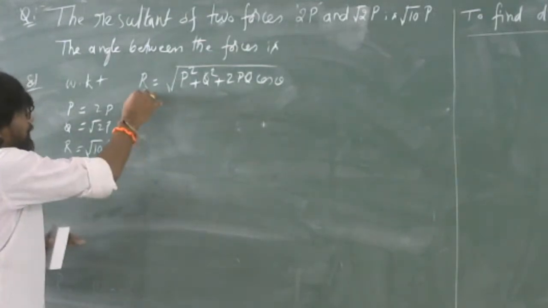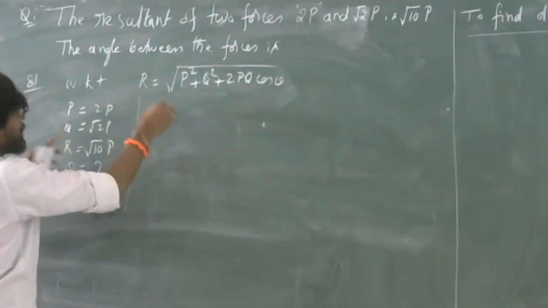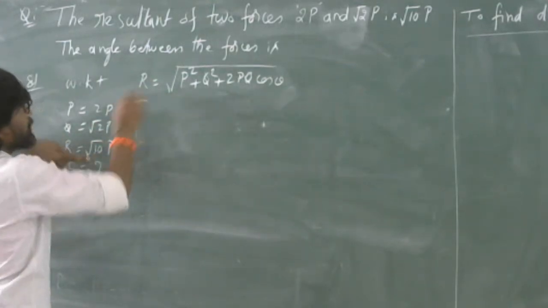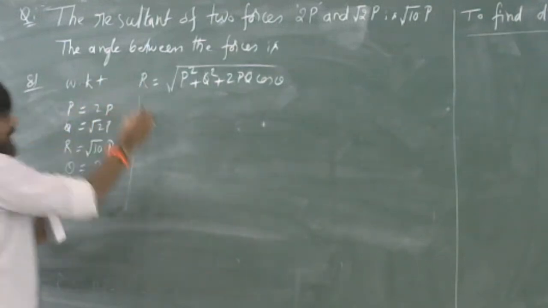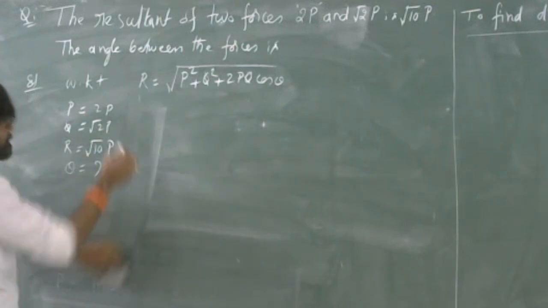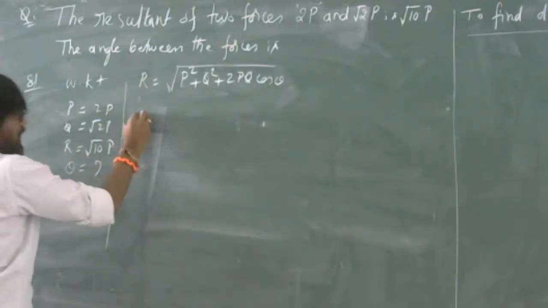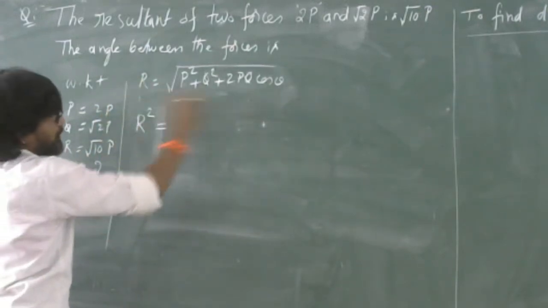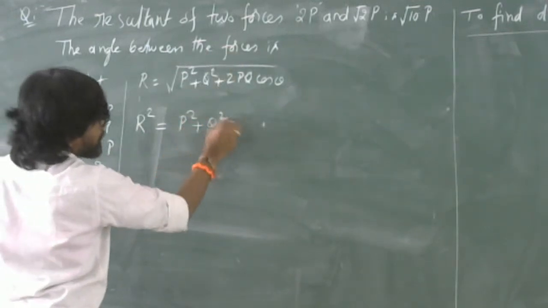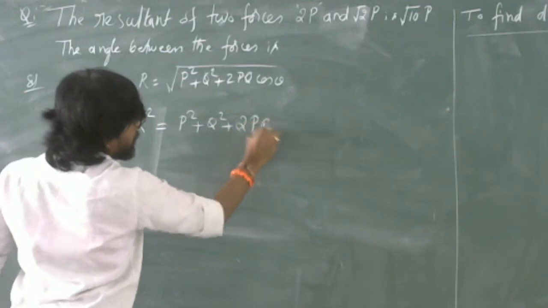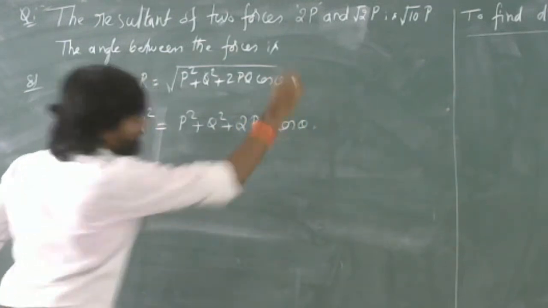So how do we find it? By using this, substitute here. R is root 10p. Otherwise, you can write the square on both sides: R square is equal to, with the square on both sides, the root will go off, so P square plus Q square plus 2PQ cos theta.